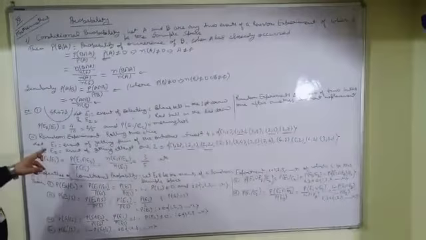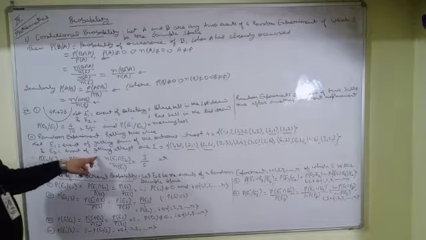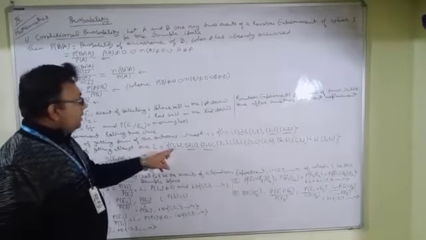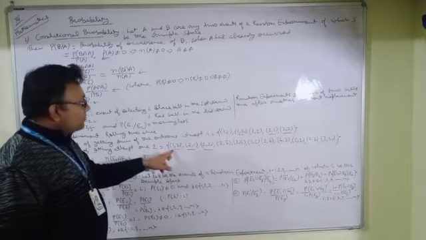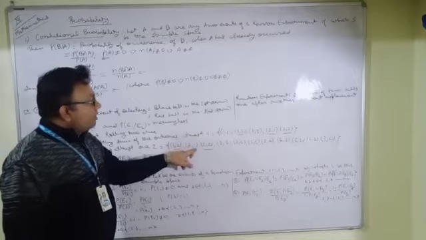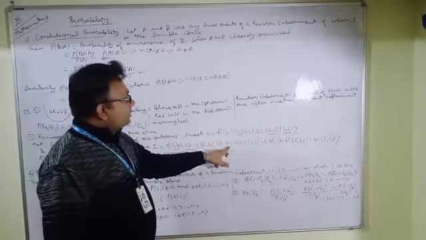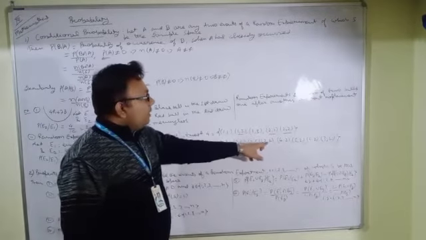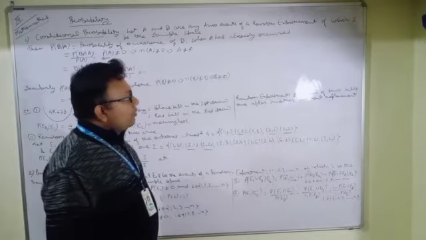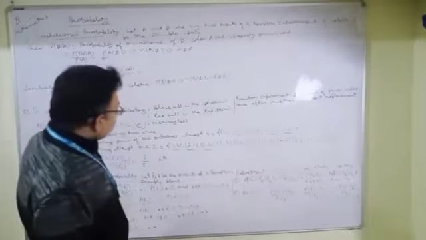Now E2 is the event of getting at least one 2. So the possible outcomes in the form of ordered pairs will be (1,2), (2,1), (2,2), (2,3), (2,4), (2,5), (2,6), (6,2), (5,2), (4,2) and (3,2).